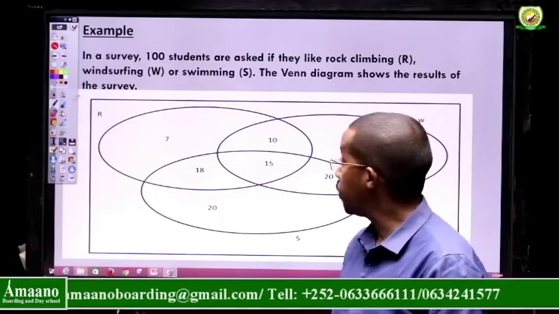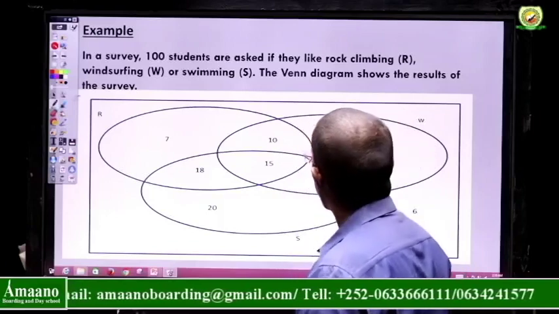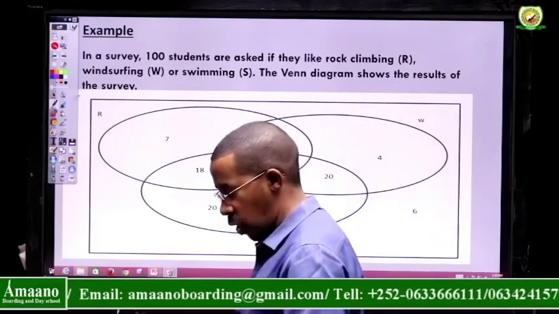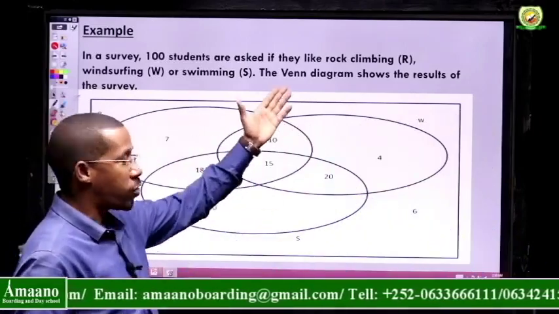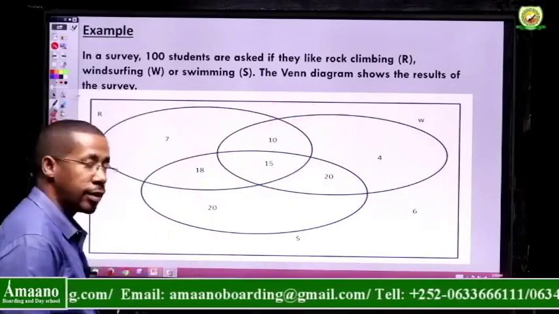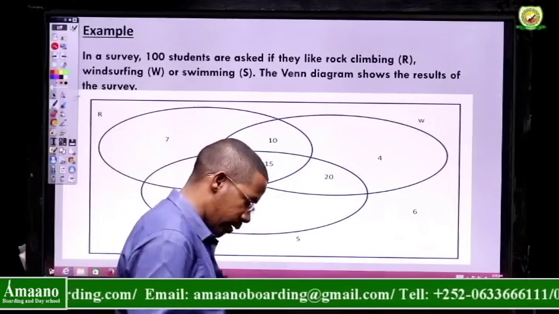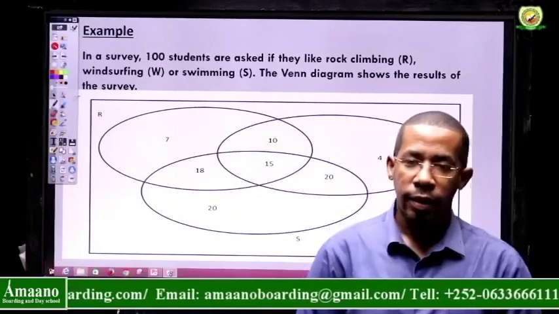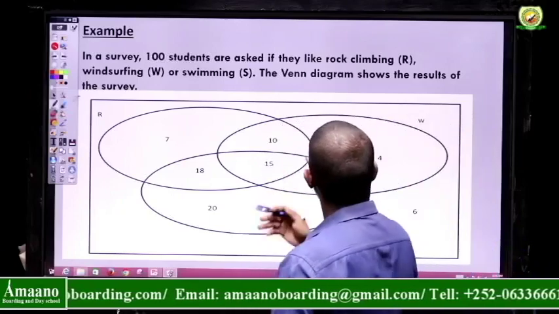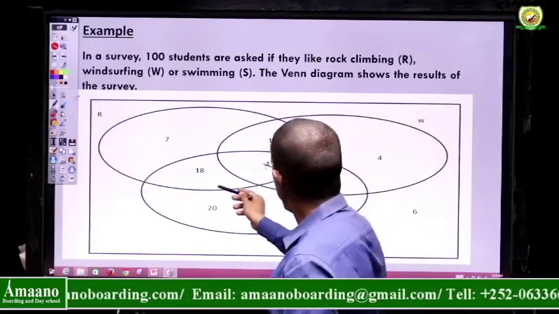In this example, a survey of 100 students, they are asked their favorite hobbies. We have those who like rock climbing, we will use letter R, those who like windsurfing, W, and swimming, S. These children are asked their favorite hobbies or pastimes, and these are the responses. Here the Venn diagram has been drawn for us. This ring here is for R.